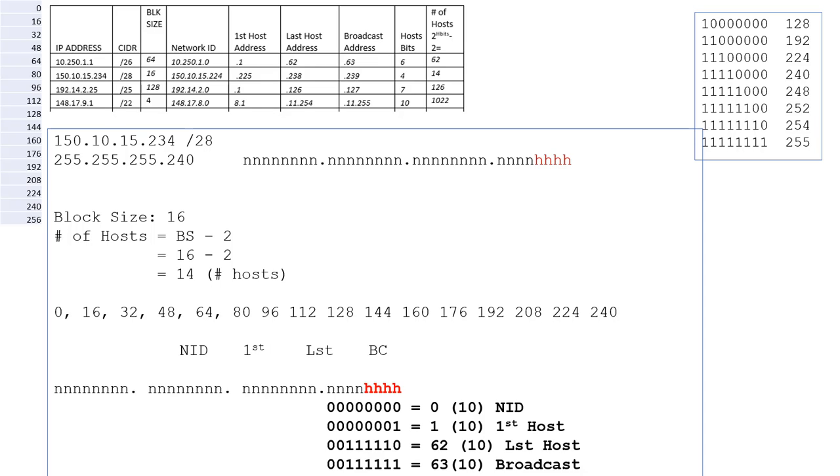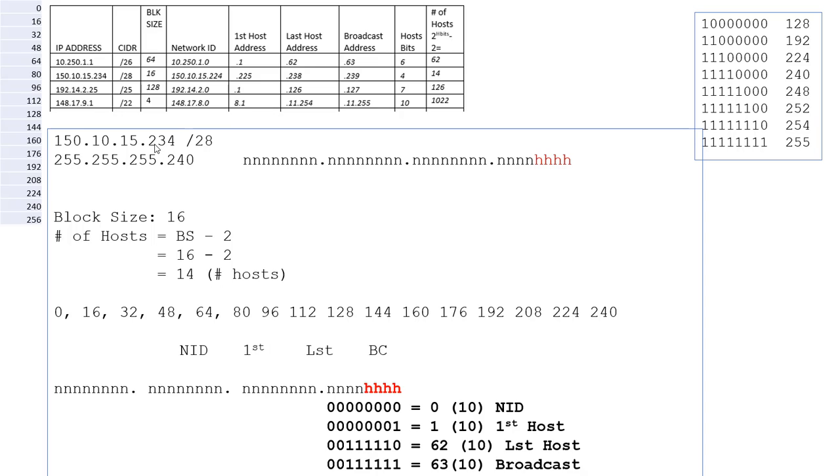Now each one of these blocks is actually a network ID. So the network IDs would be, let's say, 150.10.15.0. That's the first one. Then 150.10.15.16. Then 150.10.15.32. And then 150.10.15.48. And each one of these is going to be a network ID. Okay?